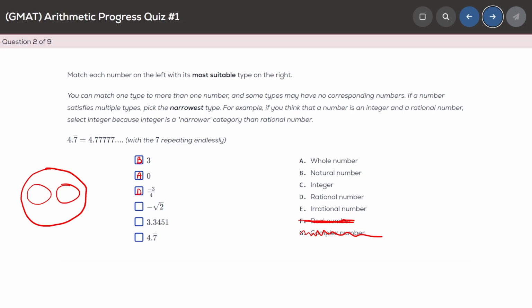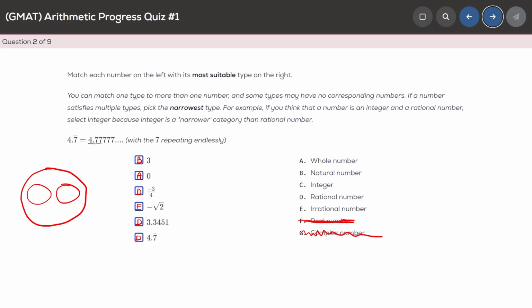This is going to be an irrational number. Notice the negative is outside of the square root sign, so that's okay. It's just a negative irrational number, so this is going to be e. This right here can be written as a fraction. Notice it's not a whole number, not a natural number, not an integer, but it is a rational number, so that's going to be d. And this one here with the 7 repeating, that's what that means. It just goes on forever. Believe it or not, this can be written as a fraction. So this is also a rational number. So the correct answer is going to be d.